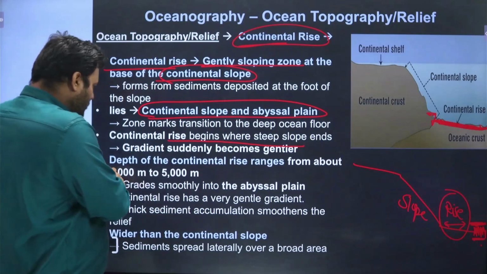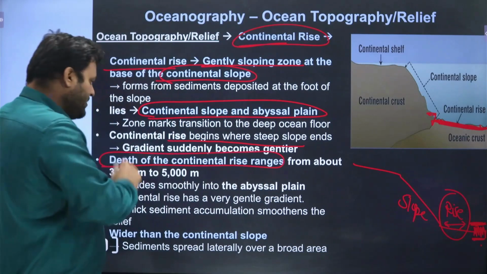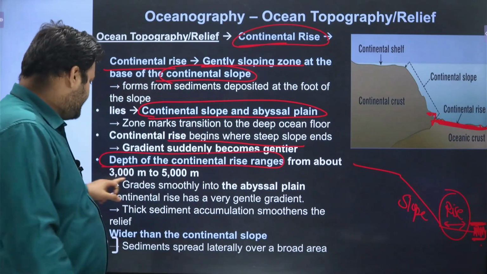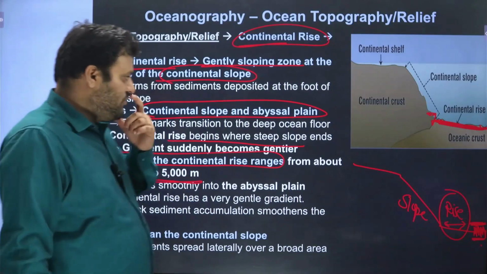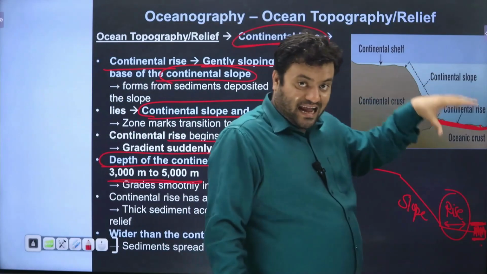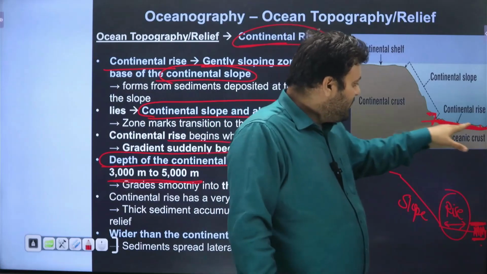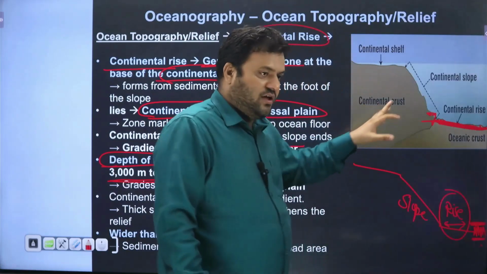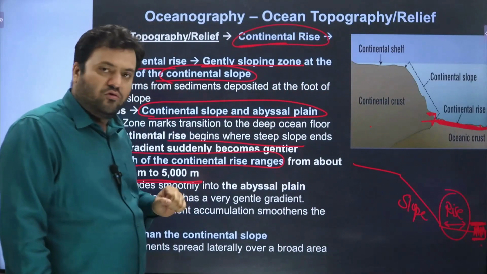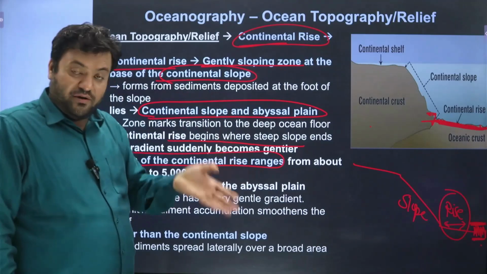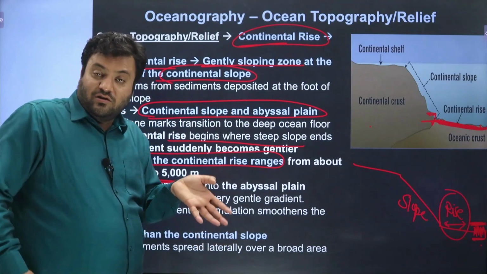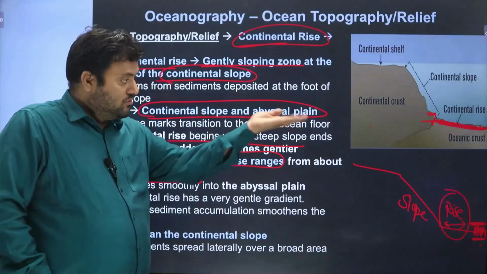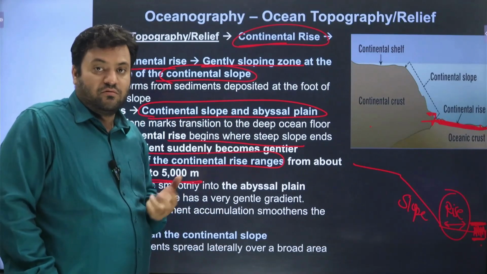Now, the depth of the continental rise ranges from about 3 to 5 kilometers. At that depth in water we find the continental rise. It is very difficult to reach such a depth. Very difficult it is.